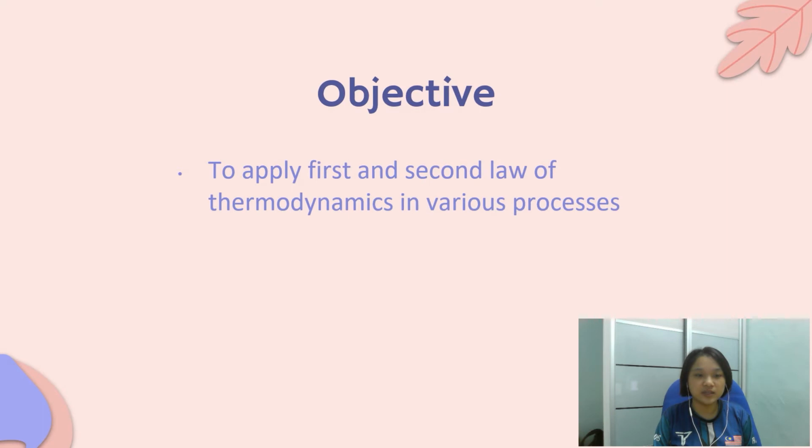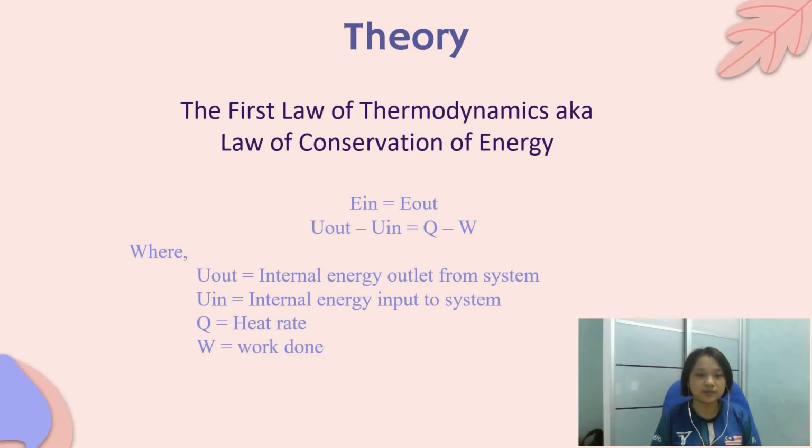The objective of the experiment is to apply first and second law of thermodynamics in various processes. The theory of this experiment is the first law of thermodynamics, also known as the law of conservation of energy, which stated that energy cannot be created or destroyed but can only change its form from one form to another. The first law of thermodynamics states that the change in internal energy is equal to the net heat transfer to the system minus the net work done by the system.